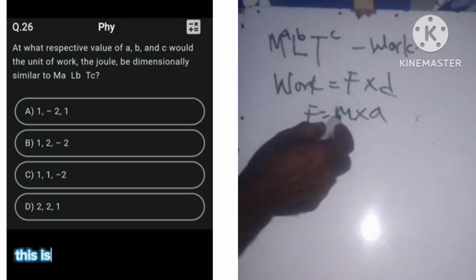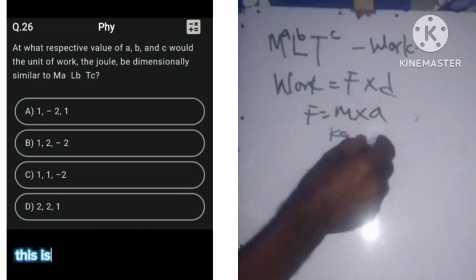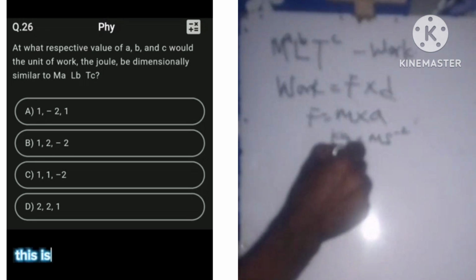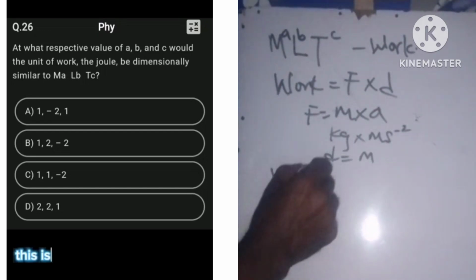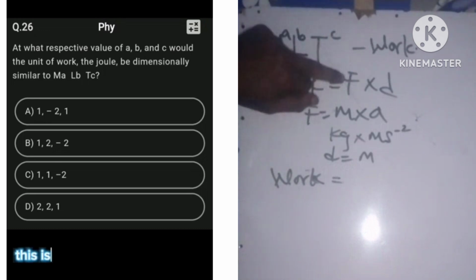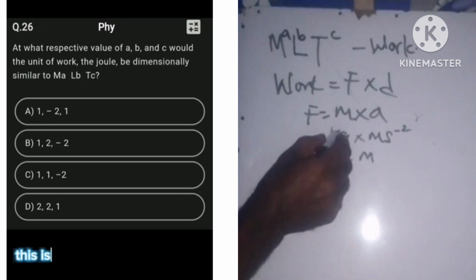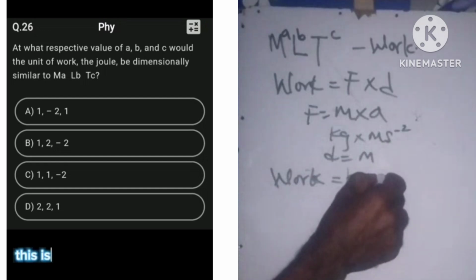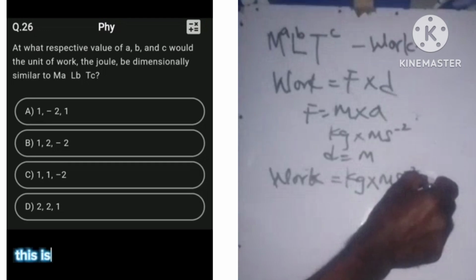We know the unit for mass is kilogram, while the unit for acceleration is meter per second square. Also, the unit for distance is meters. Now, from there, we say that work is equal to mass times acceleration times distance. I want you to replace the force with mass times acceleration. Your mass is kilogram, acceleration is meter per second square, then your distance is also meters.